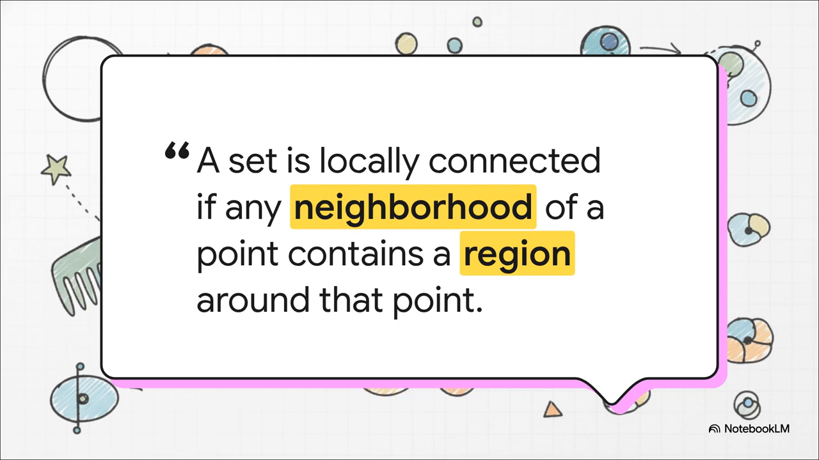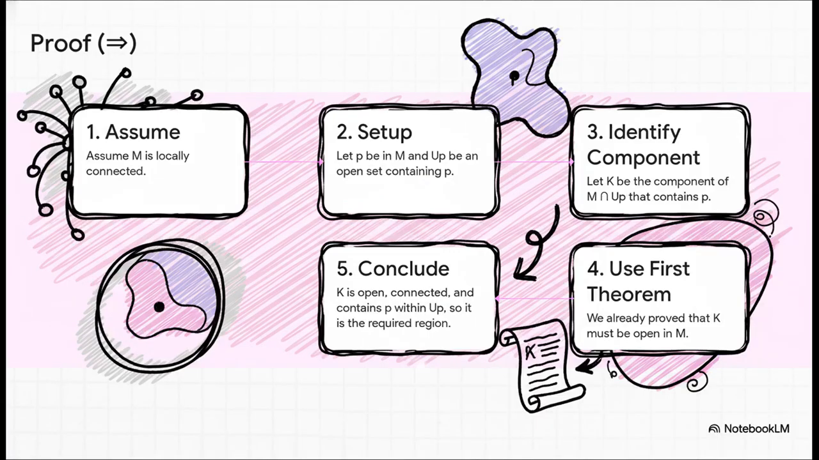It says local connectedness is the exact same thing as having this guarantee. For any point and any open neighborhood around it, you can always find a smaller region, a nice open connected bubble that still contains the point. So, how do we prove this one? Well, the good news is the heavy lifting is already done. This first direction is a direct payoff from the theorem we just proved.